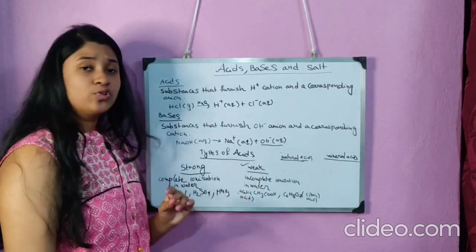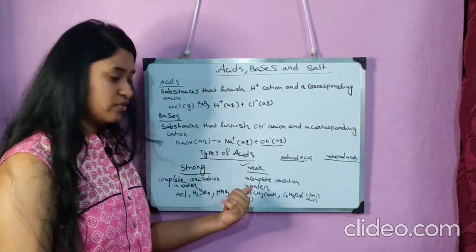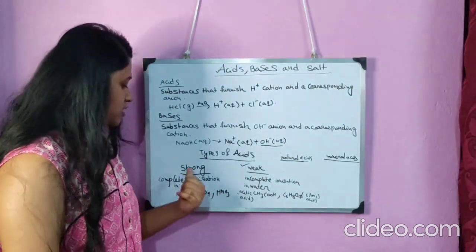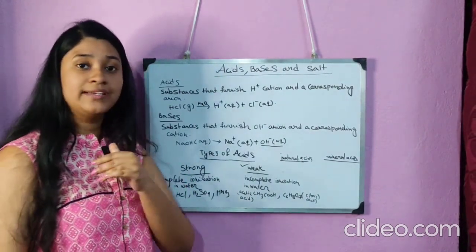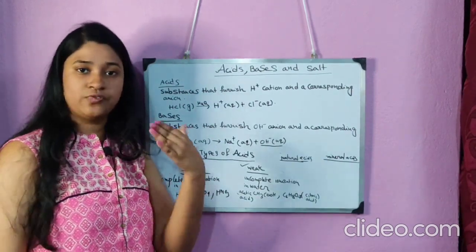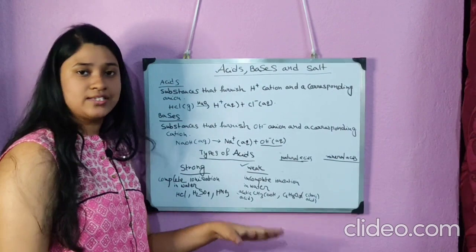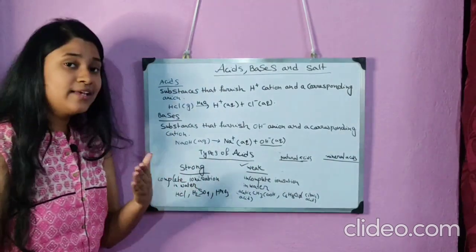There are two types of acids. One is strong acid and another one is weak acid. What is strong acid? Strong acids are those acids which are completely ionized in water. That means if we dissolve an acid in water, it will be completely ionized and give us the H plus ion.